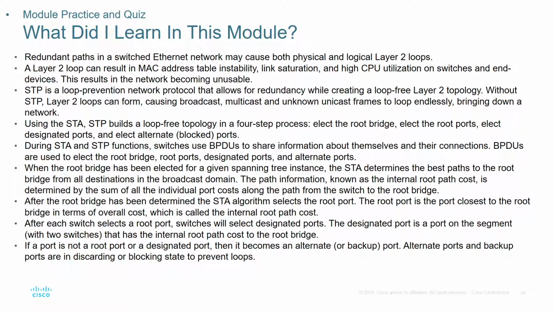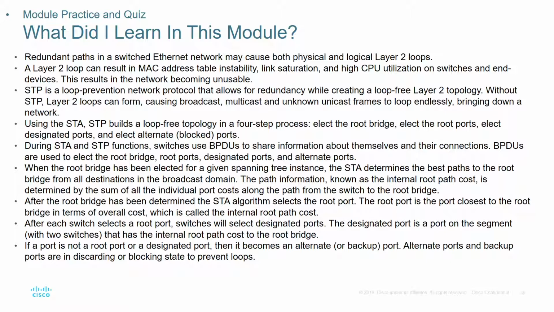So what did we learn? What did we cover in this chapter then? We looked at redundant paths in a switched Ethernet network that may be caused by both physical and logical layer 2 loops. A layer 2 loop can result in MAC address table instability, link saturation, and high CPU utilization on switches and end devices, which can result in the network becoming unstable. That's the problem STP is trying to sort out.